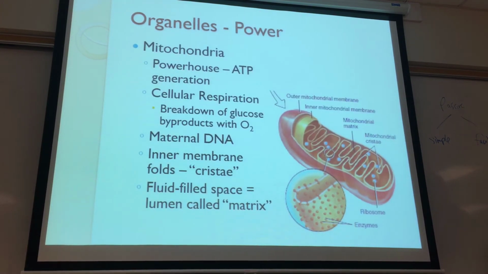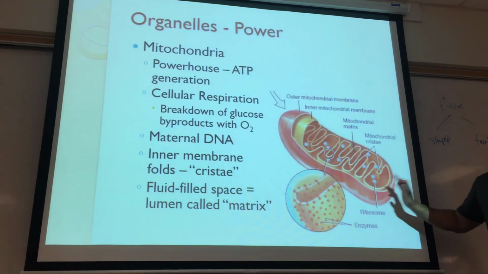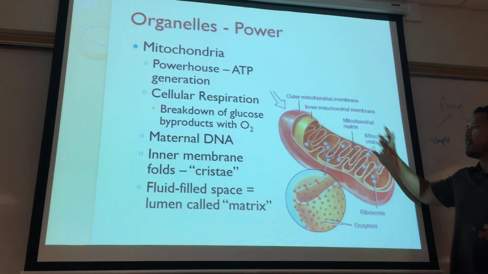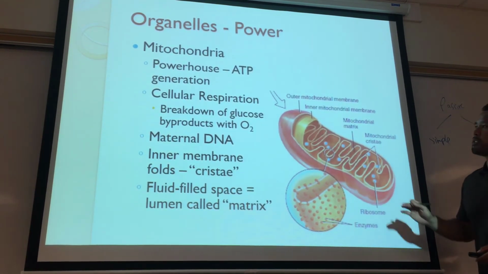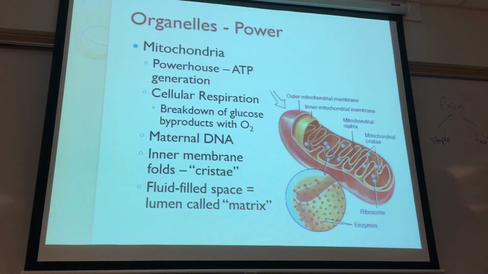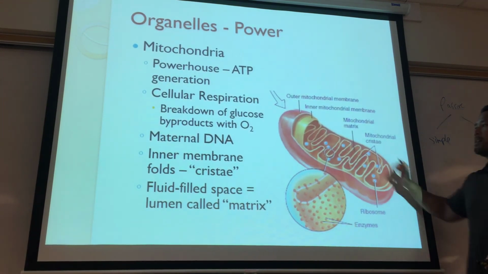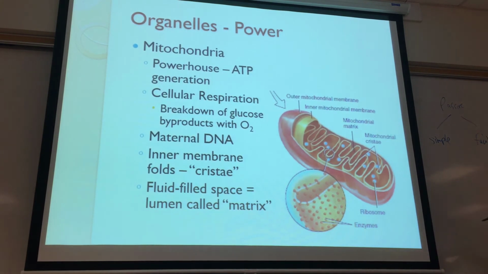The next one I want to go over is our power cells. Again, something we're going to be spending a good amount of time on this Thursday. We'll be talking specifically about the mitochondria. Let me first talk about what it does. It's a powerhouse. It generates ATP. It produces a lot of ATP through the process of cellular respiration. It takes glucose and the byproducts of glucose and, in the presence of oxygen, helps this production of ATP. Again, we'll go into more detail on Thursday.